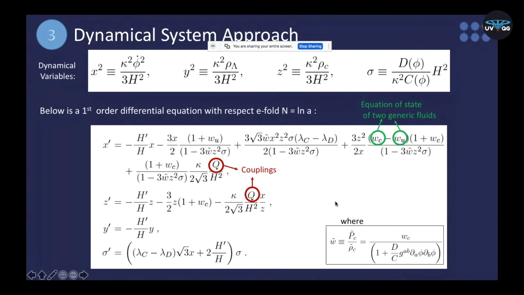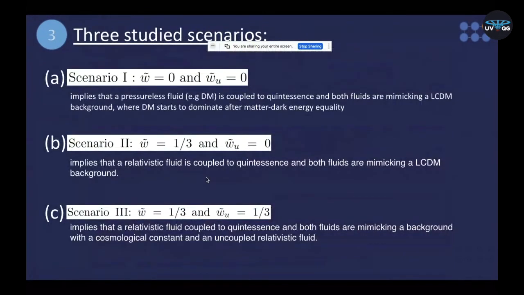So basically I have so much generality to work with in terms of the model mimicking lambda, a cosmological constant, and Q, I can both have a conformal framework and a disformal framework. Now, because I have the two generic fluids, I can specify the three study scenarios that we are dealing with.